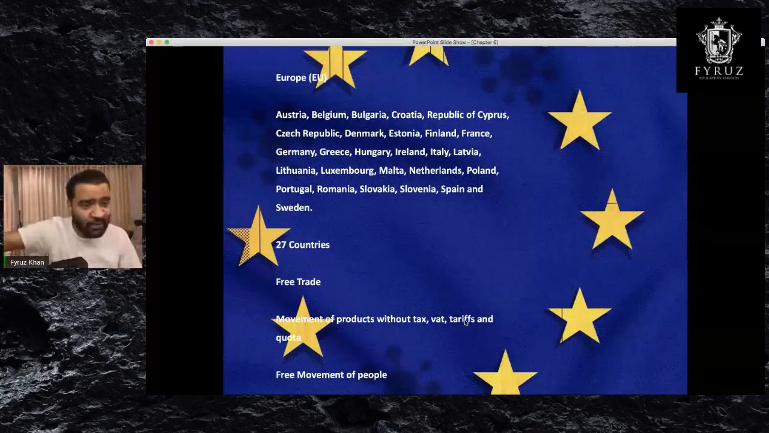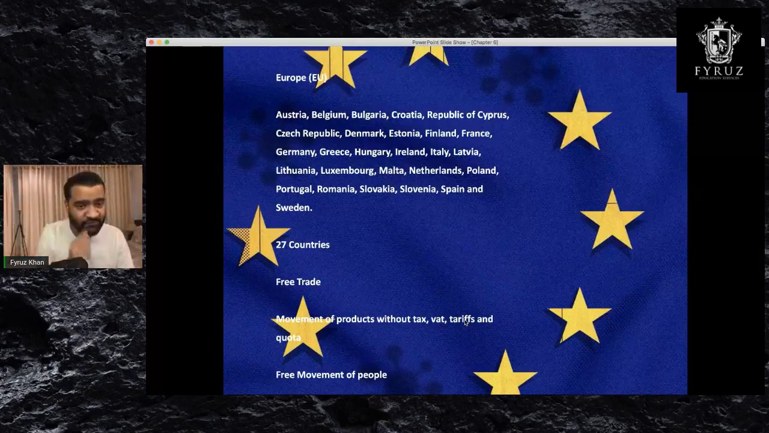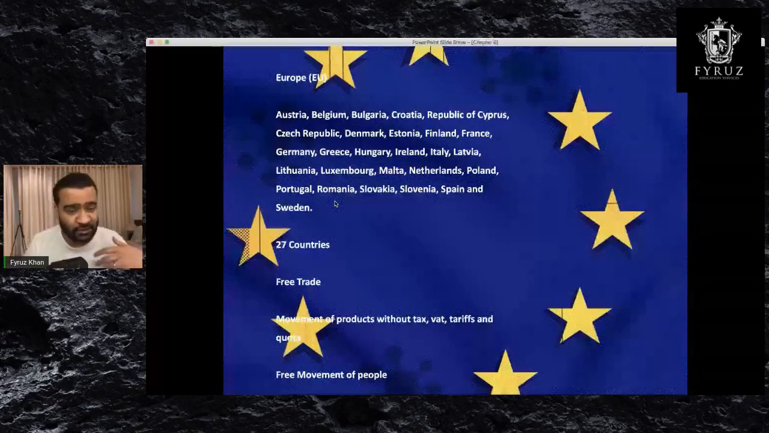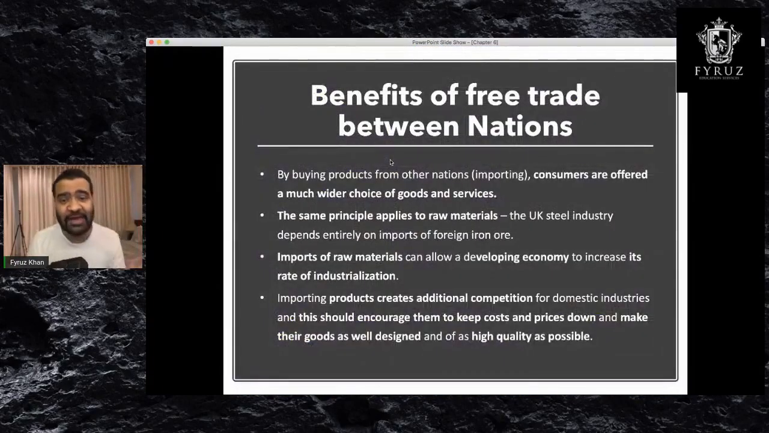People can move with the same passport. If you have a passport from Portugal, it does not matter. You can go to Romania without any visa. You can go to Malta. You can go to Hungary, right? So that is free trade. And there are a lot of benefits of free trade.